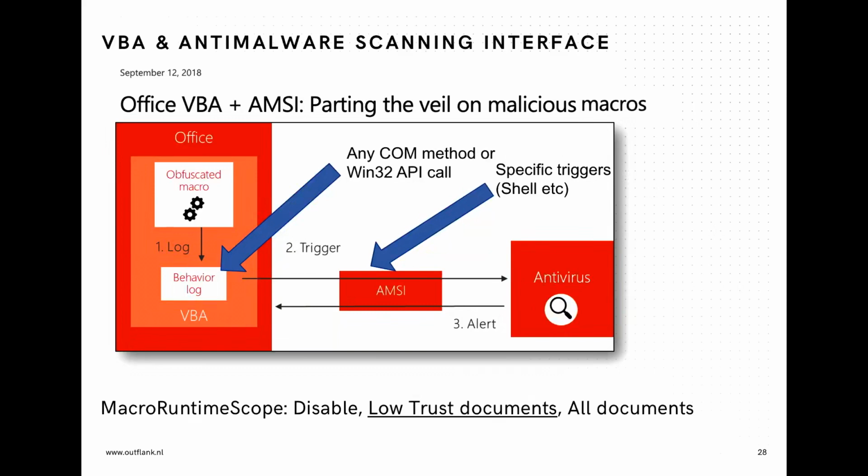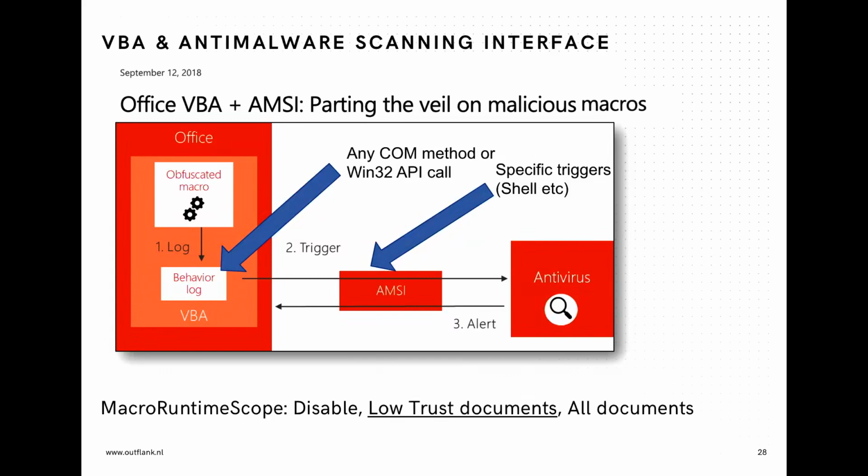And then they say there are a couple of suspicious events. Once we encounter a suspicious event, we go into a trigger mode. At that point, we take this stack, this log, from Word, or from the VBA engine, and send it to the AMSI provider, or the AMSI engine, and then the AV can decide.